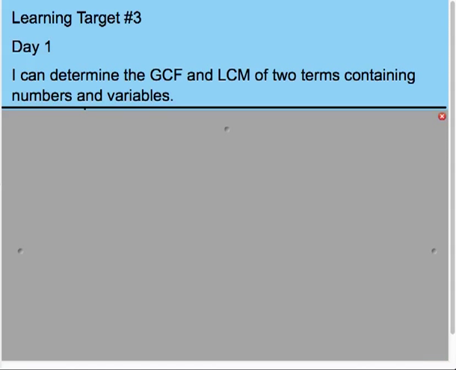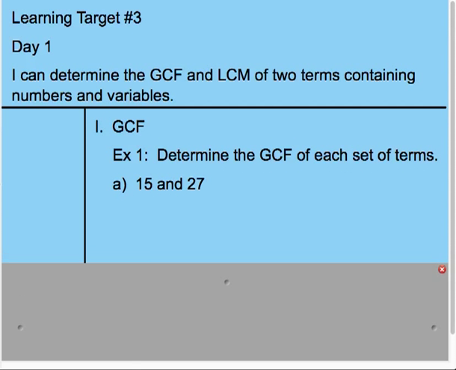Alright, so as I mentioned, learning target 3, GCF and LCM. Hopefully by the end of the day tomorrow in class you can say, I can determine the GCF and LCM of two terms containing numbers and variables. That might be the new information for you. I'm sure you've seen GCF and LCM before.